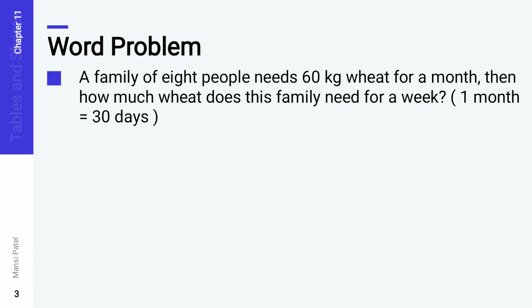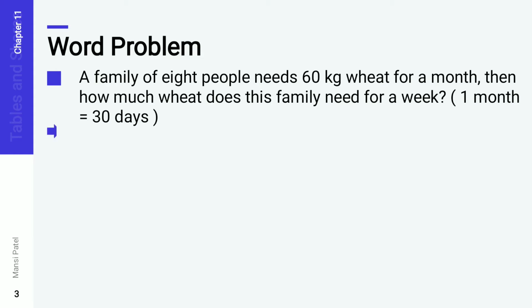A family of 8 people needs 60 kg wheat for a month. See here, in one family, 8 people are there, and these 8 people need 60 kilograms of wheat for 1 month. Then how much wheat does this family need for a week? Here they were given 1 month; how many days are there? We have to consider that in 1 month there are 30 days.